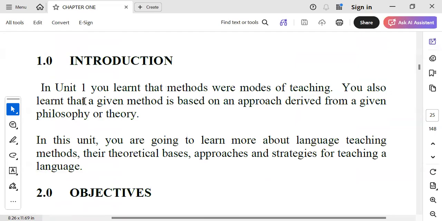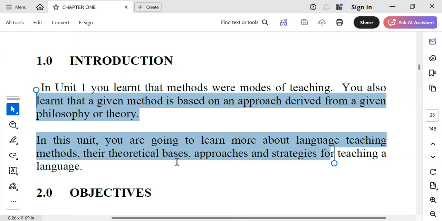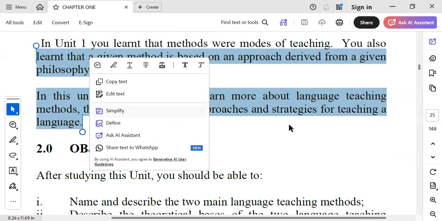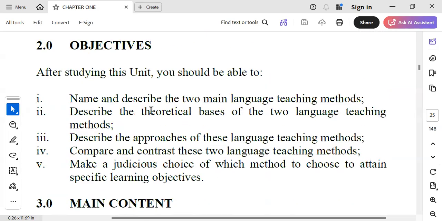Now, in Unit 1, you learned that methods were modes of teaching, of course. You also learned that a given method is based on an approach derived from a given philosophy or theory. Now, in this unit, you are going to learn more about language teaching methods, their theoretical basis, approaches, strategies for teaching a language. I don't think there is anything to explain in that introduction. It's very self-explanatory. Now, what are the objectives that we have for this class, especially this unit?